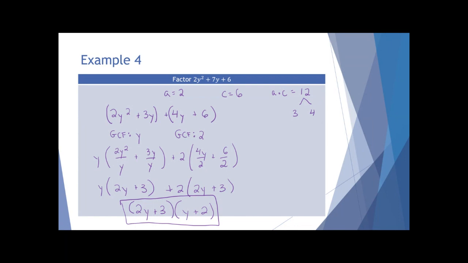And notice that the combination, it's 2y plus 3, y plus 2. That's different from the 3 and 4 that we found. So 3 and 4 gave us the 7, but that was not what we needed to use. We can't just stick those in the factoring that way. So are there any questions on this example?